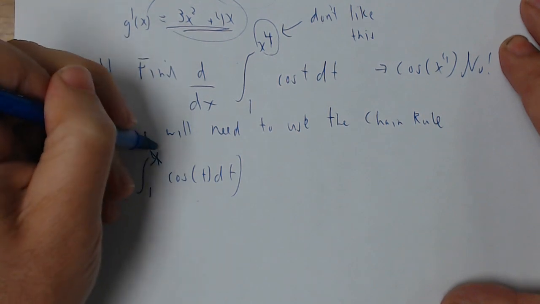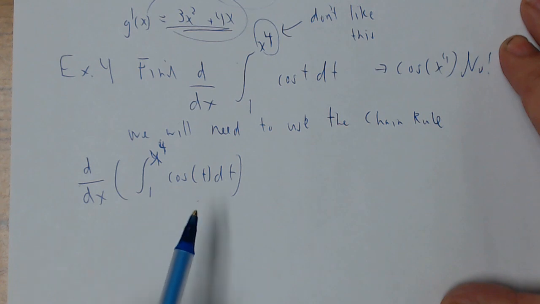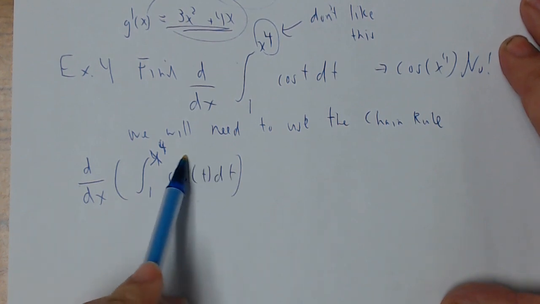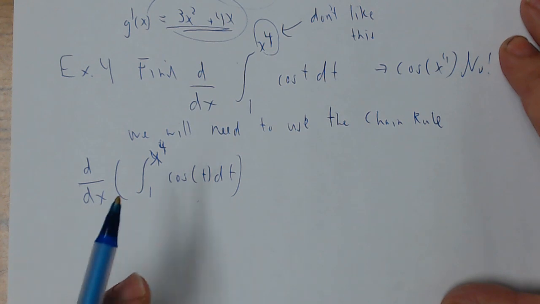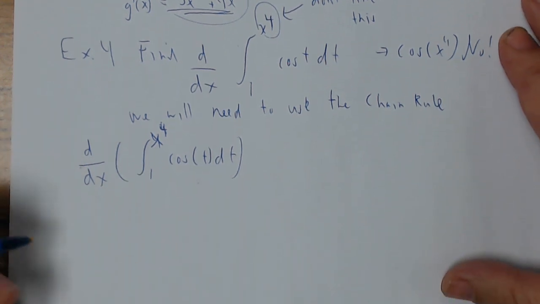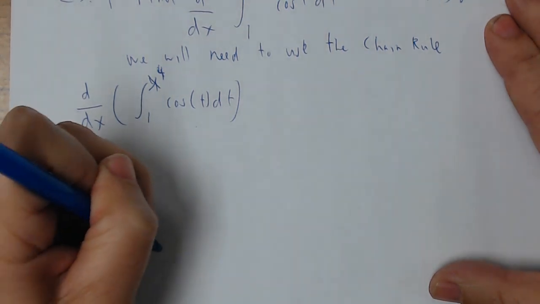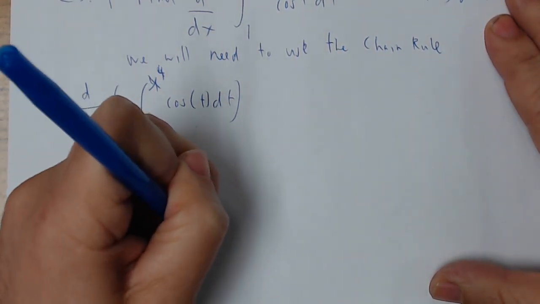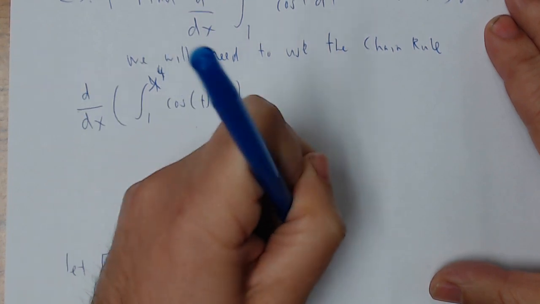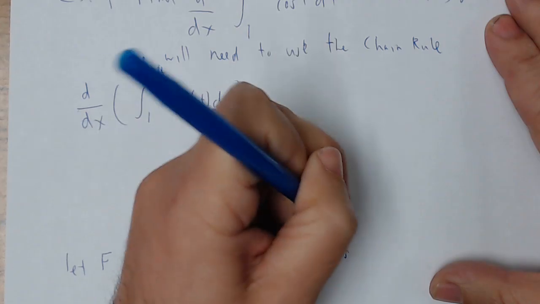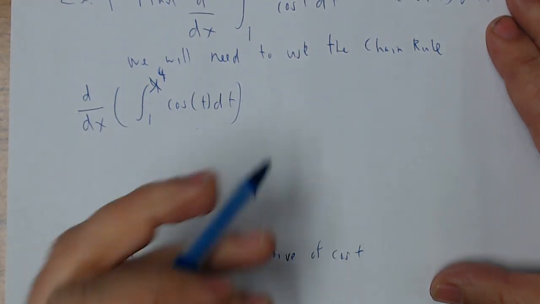And by the way, this should be x to the 4th, not just 4. I don't care what the antiderivative of cosine is because whatever it is, I have to find its derivative anyway. So let capital F be the antiderivative of cosine of t. Although I could find the antiderivative of cosine, I could care less. You'll see why in a minute.